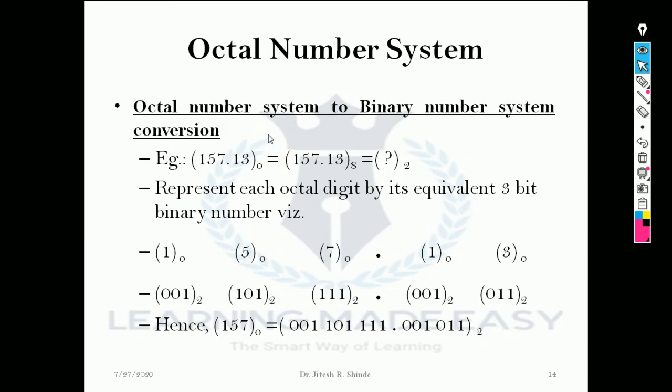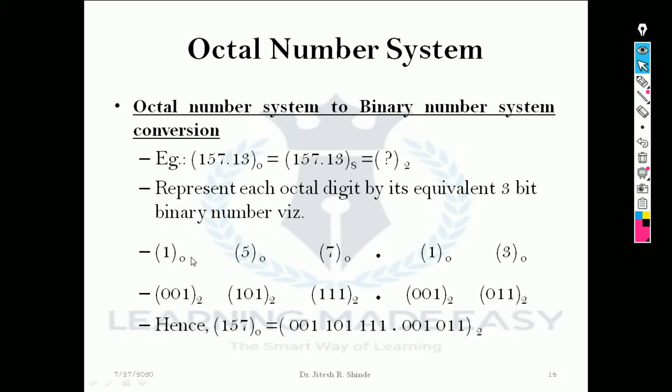Octal number system to binary number system conversion. The number is 157.13 in octal. We have to convert it to its binary equivalent. From the previous table or using the logic of the 421 code, we know that to represent each octal digit a minimum of 3 bits is required. So the same logic has been followed here. Represent each octal digit by its equivalent 3-bit binary number.